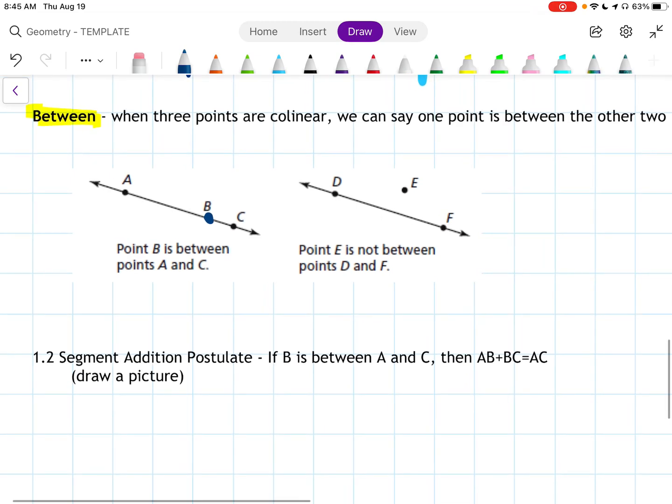Now in the second picture, E is not collinear, right? It's not on the line. So we cannot say that it's between, even though you could kind of say, oh, well, it's kind of between, right? We're not going to say that. It is not between, okay? It has to be on the line for it to be considered between.